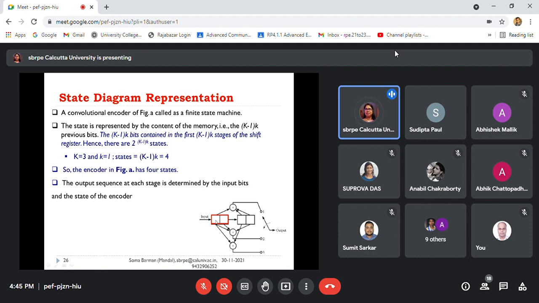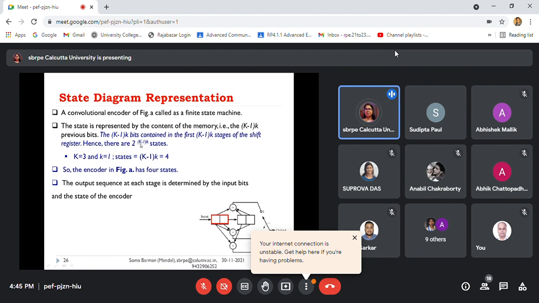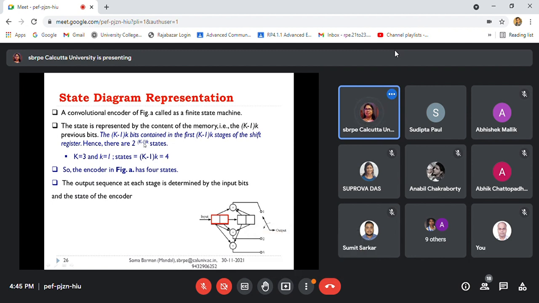So in that case, this k will be 2. So 2 minus 1 into small k equals 2 bits of information. So that will be again 2 to the power 2 equal to 4. So how you are designing your encoder, based on that, the number of states of the machine will change.